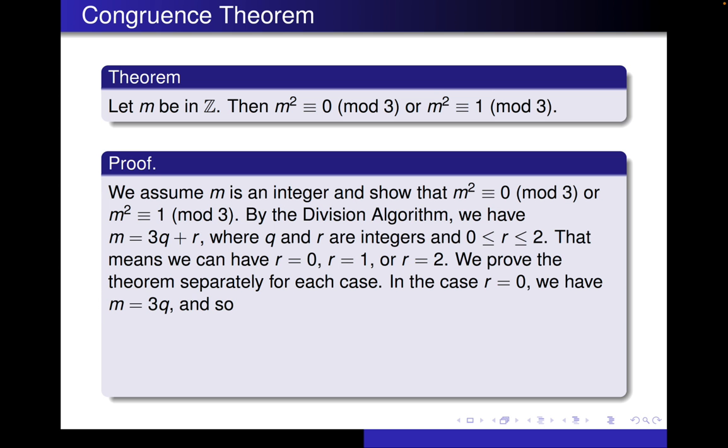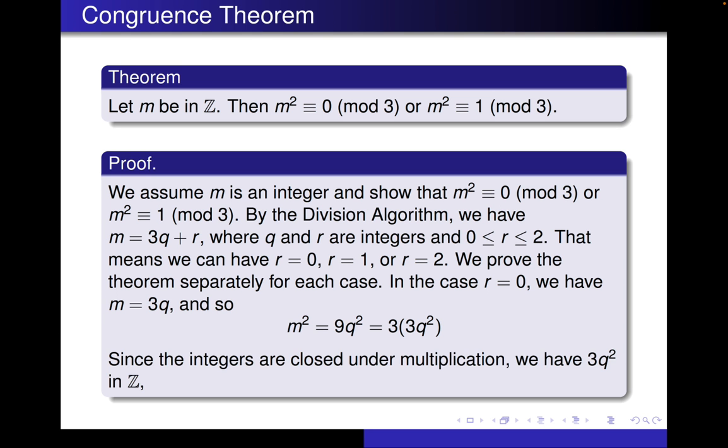So in the case r equals 0, we have m equals 3q. And so we look for m squared, do the exact same computations as before. Now here we have to do a little bit of justification on that 3q squared. Since the integers are closed under multiplication, we have 3q squared is an integer, and so m squared is congruent to 0 mod 3. Yay! One case down, 2 to go.